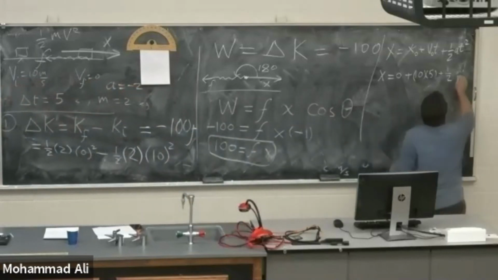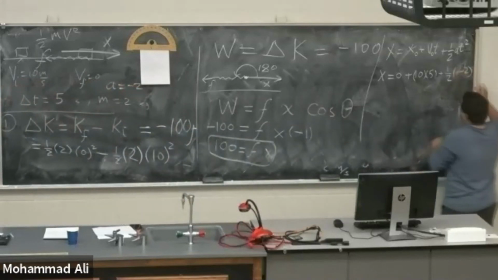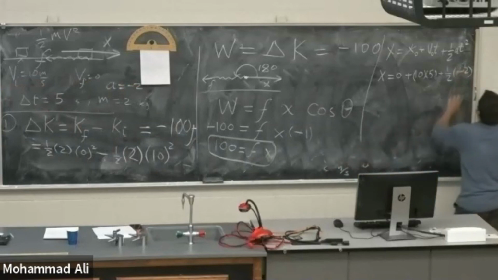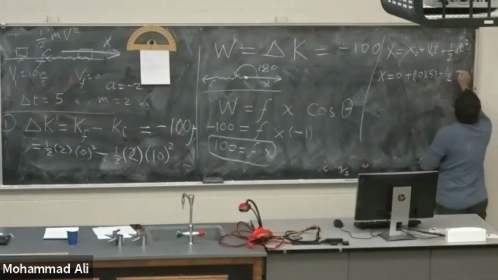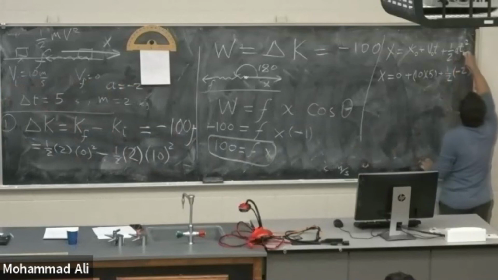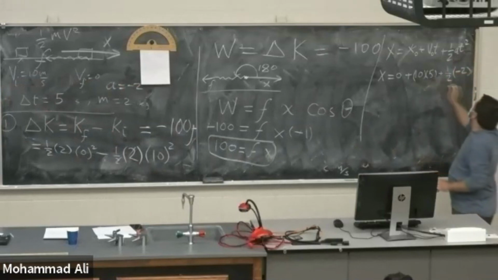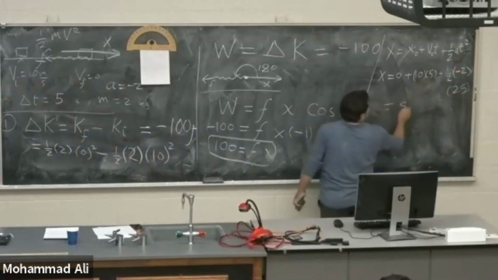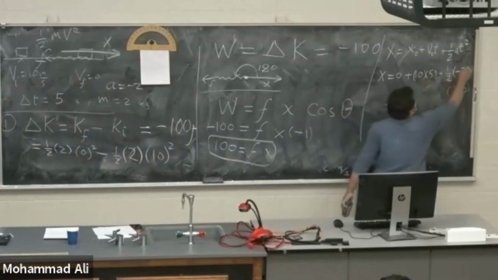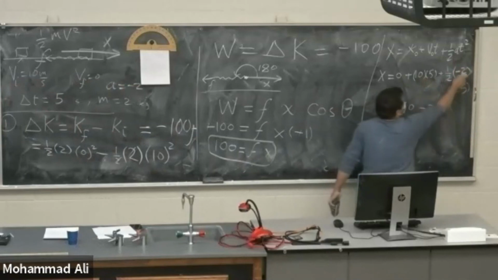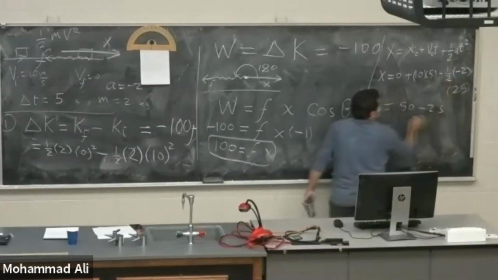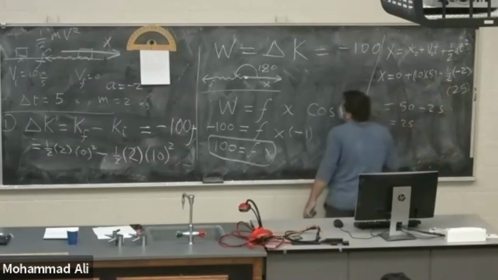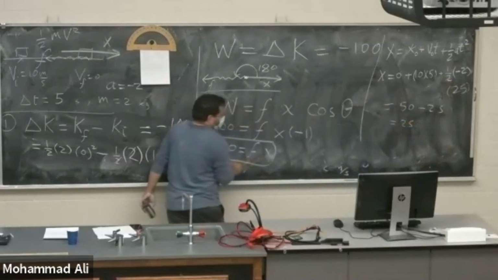So the acceleration is negative 2 multiplied by time squared. The time is 5, squared is 25. This is x. It will be 50 minus 25, since the 2 cancels with the 2. It will be 25. So x is equal to 25.